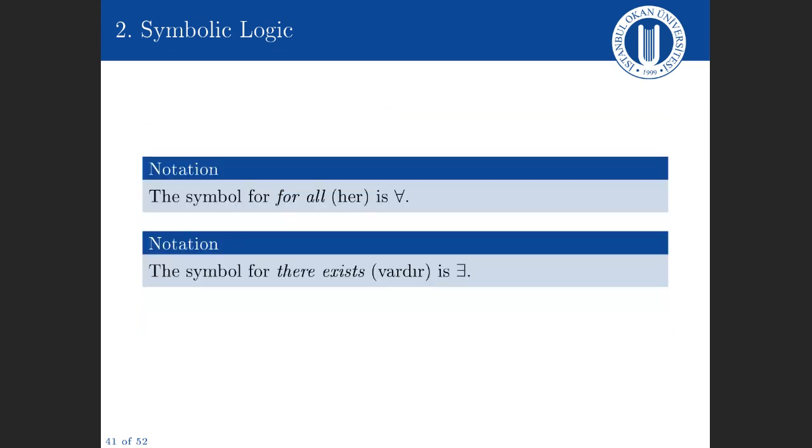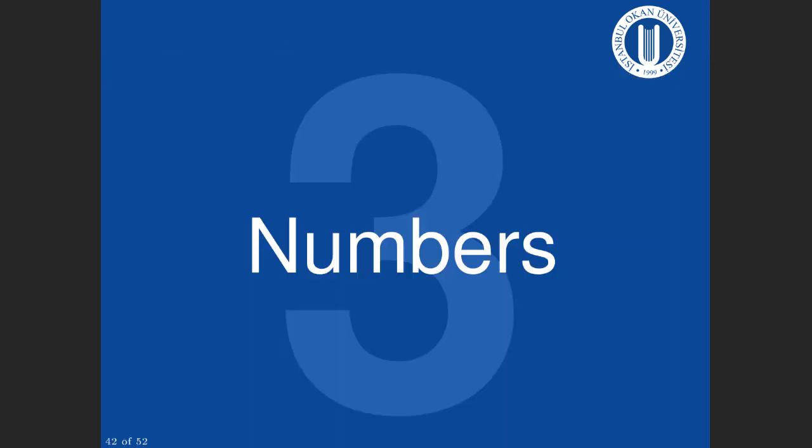Before I finish this chapter, a little bit more notation. The symbol for all, and the word all, of course, has the letter A in, is this upside down capital A. The symbol for there exists starts with the letter E, is this backwards capital E. We'll be using these later as well.